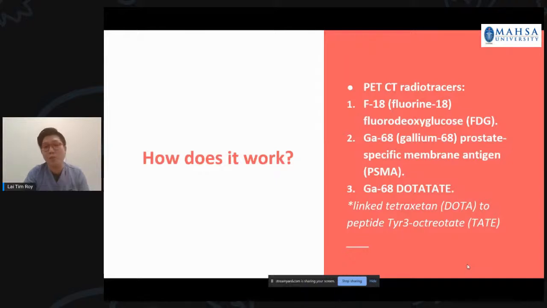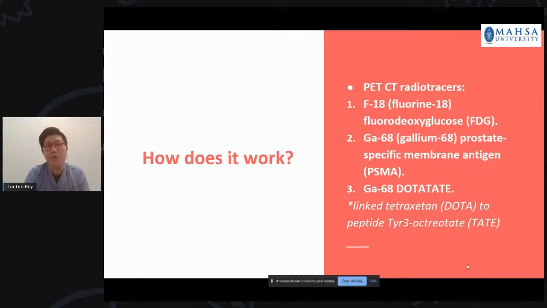Then there are two more here, which is gallium-68 prostate-specific membrane antigen, so it's known as gallium-68 PSMA. And the last one will be gallium-68 DOTATATE. So this DOTATATE is the link of two different types, one from tetraceptron DOTA to this peptide 3-octreotate. So it comes together with the name, it's called gallium-68 DOTATATE.